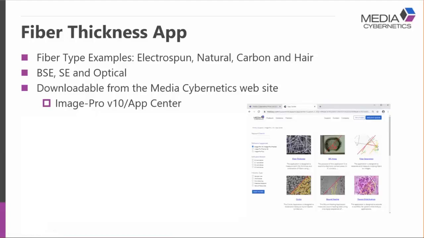The Fiber Thickness app is not installed with Image Pro. You can download it from the App Center, and this is just a picture of it. And that's downloadable as you go into the Image Pro section of our website, Image Pro version 10. You can go to the App Center from there, and then download it from here, the Fiber Thickness app.